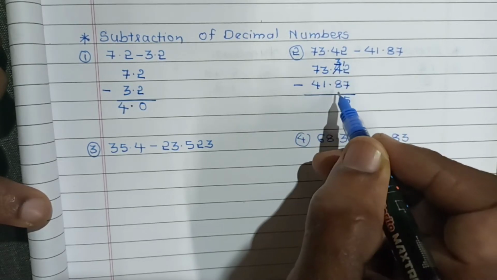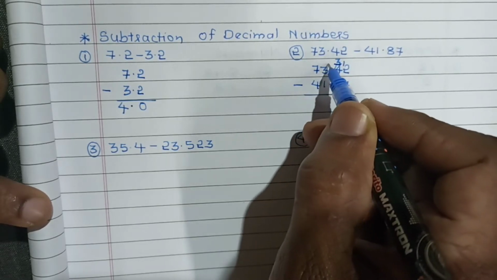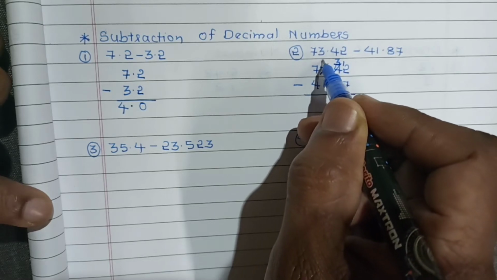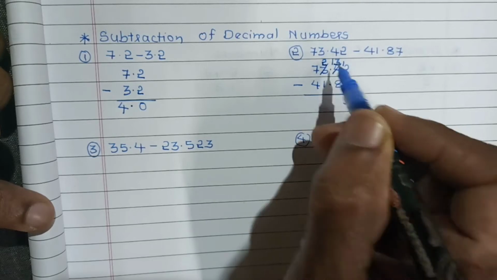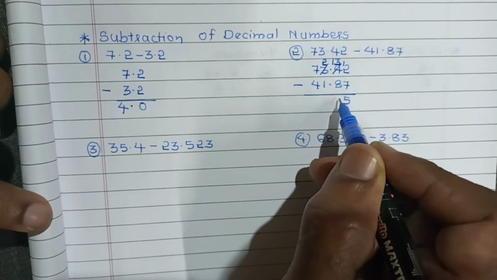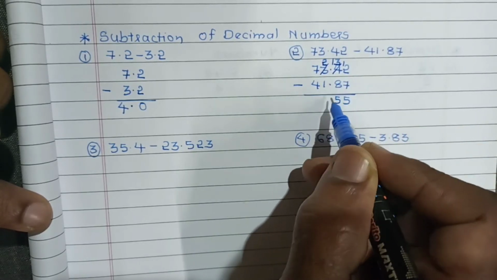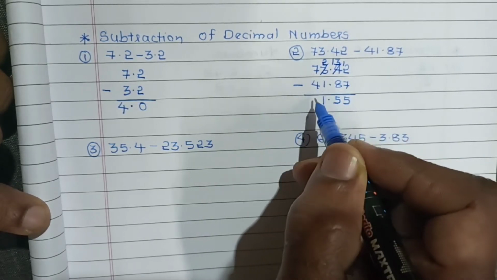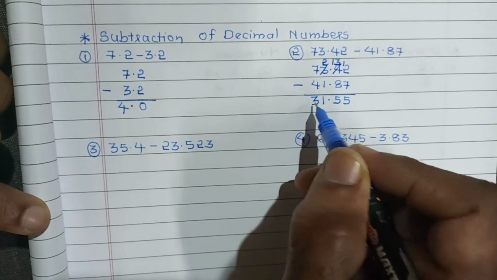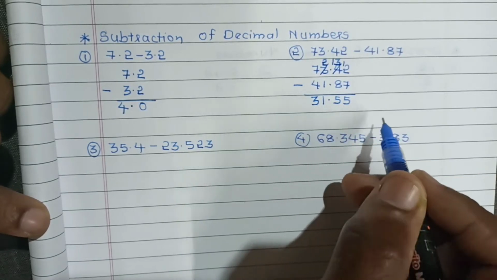Then 3 minus 8 is not possible. So therefore you have to take from here 1. So if you take 1 from here, what remains here? 2. So this would become 13. So 13 minus 8 is 5. Then decimal point you have to write. So 2 minus 1 is 1. 7 minus 4 is 3. So final answer is 31.55.